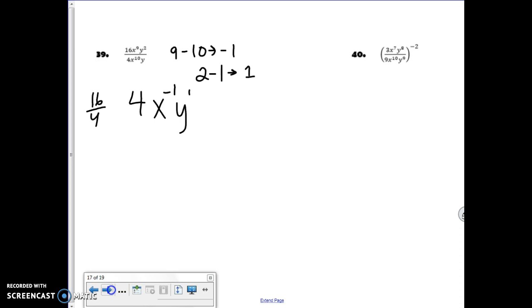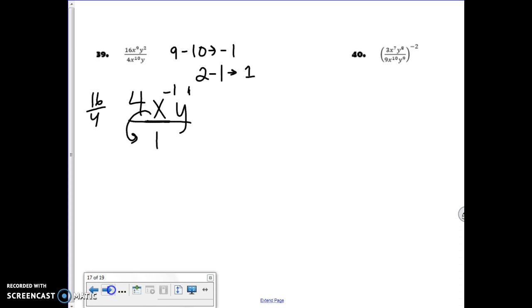But remember, the one thing I said to be careful for is we don't want negative exponents. I want to get rid of them if I can. So what I'm going to do is this right here has a negative exponent. So remember, in order to make it positive, I am just going to flip it over the fraction.